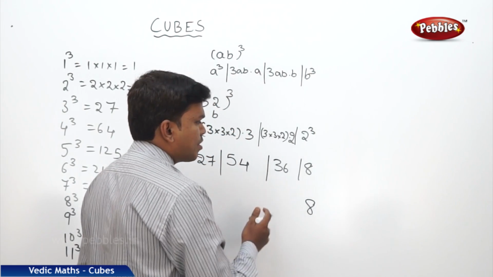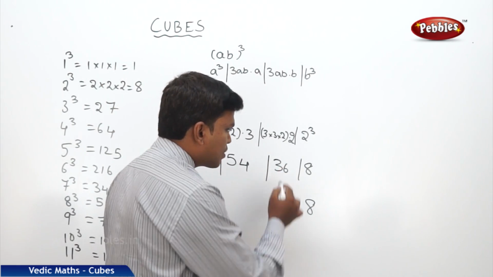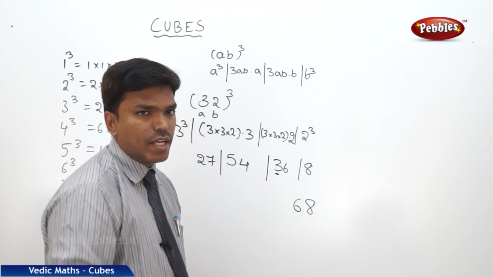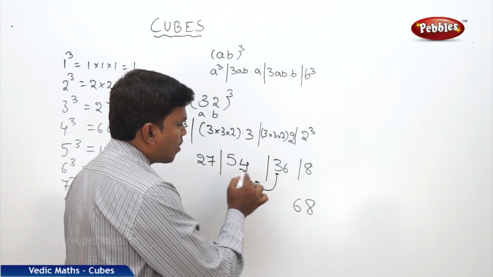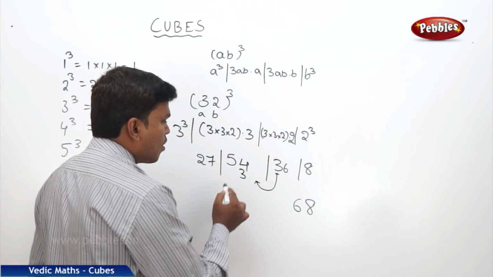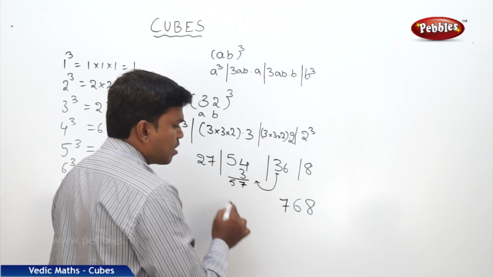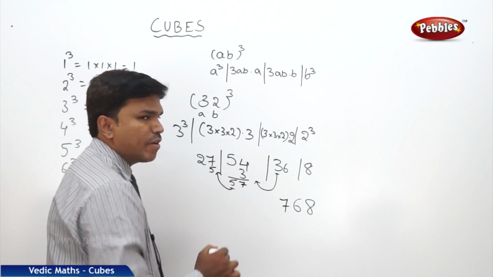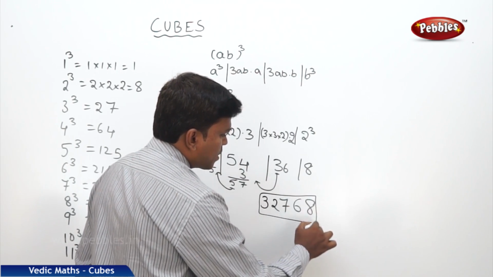Now coming to the next number, 36. In 36, what is the ones place? 6. So just drop 6 as it is. The remaining number is 3. Carry that to the next part of the answer. What is 54 plus 3? 57. In 57, the ones place digit is 7, and the remaining number is 5. Carry that 5 to the next number. So 27 plus 5, 32. So our answer is 32768.